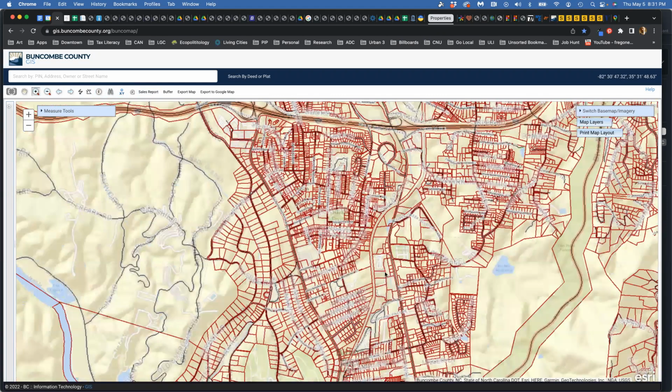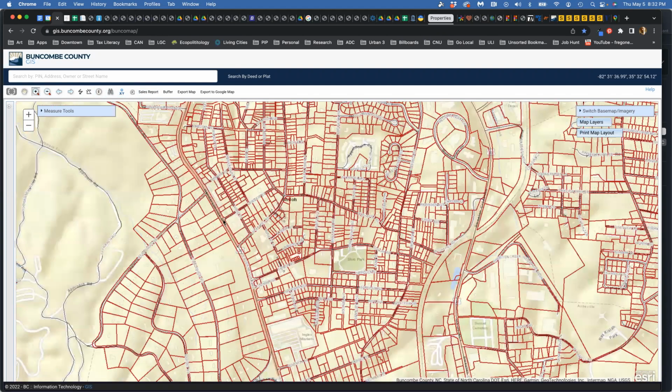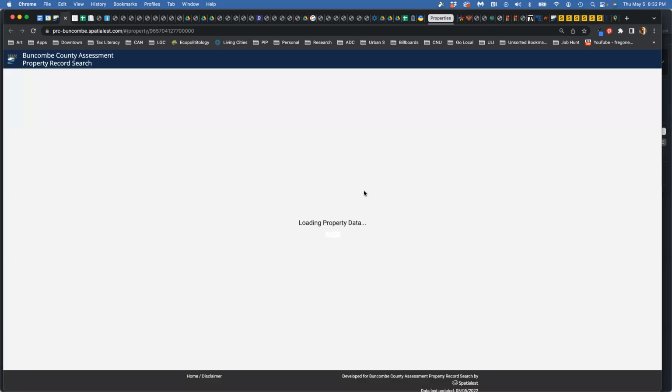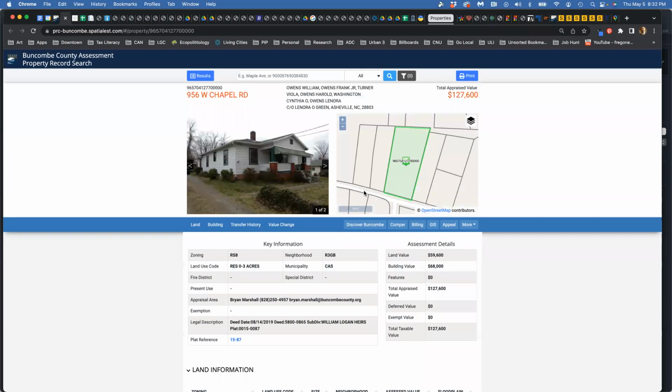So if you get in here and grab a property, what I want to grab are properties that haven't been significantly rehabbed, probably owned by the same homeowner, and they're just older houses. So we'll grab this one here. Viola Turner owns this house. But if you click on property card, there's the house.